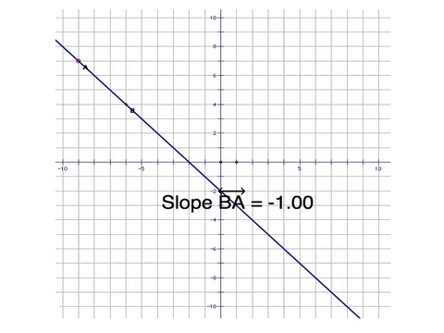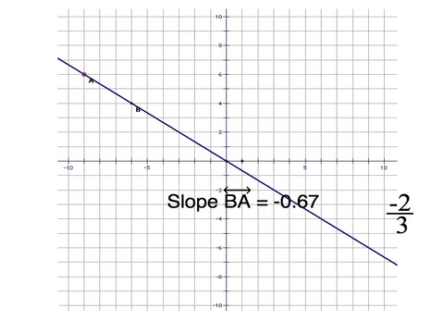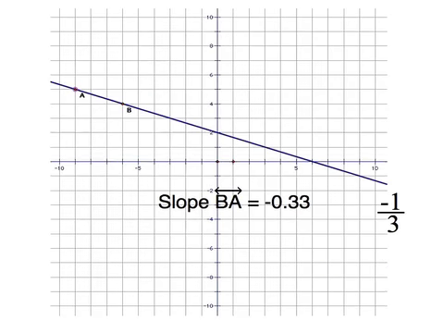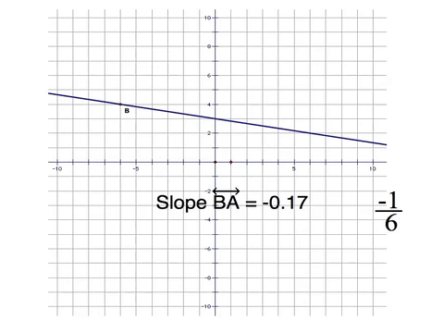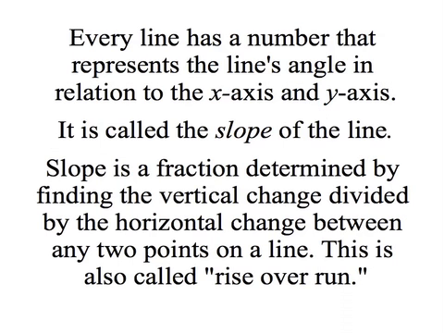Then we have -1, which is a mirror image of a line with a slope of +1. And here's -0.75, which is the decimal equivalent of -3/4. And then we have -0.67, which is rounded off for -2/3. And then we have -1/3. And finally, -0.17, which is rounded off for -1/6. And we go a little farther, and we're back where we started. Line BA has a slope of 0. It's a horizontal line.